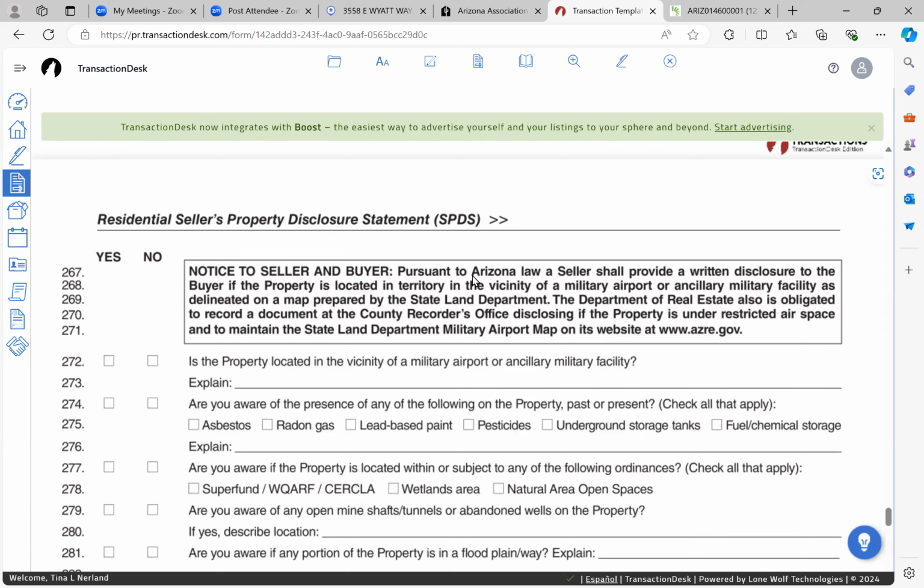Notice to the seller and the buyer: pursuant to Arizona law, a seller shall provide a written disclosure if the property is located in the vicinity of a military airport or ancillary military facility. So basically Luke Air Force Base, I'm sorry, that's Nebraska, Litchfield Park, Litchfield Air Force Base, out in Litchfield, that definitely has to be disclosed to anyone in the surrounding area. I always like to disclose any airport in the vicinity, whether it's big or small, because again, when in doubt, disclose.